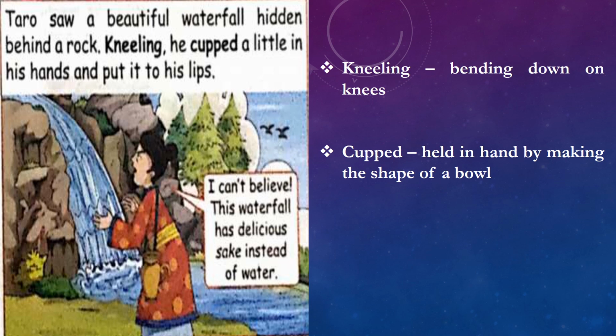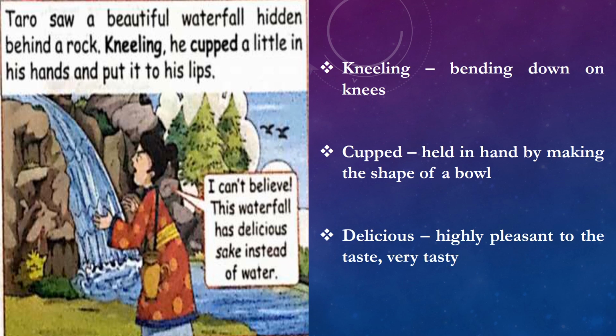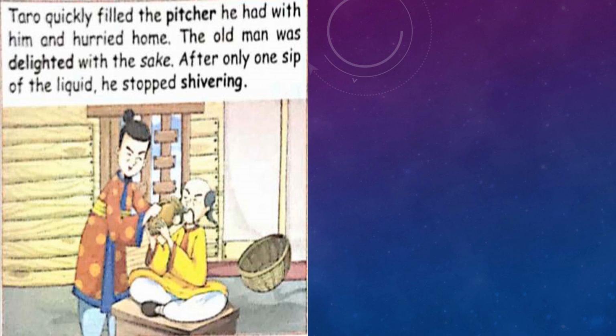So what is the meaning of delicious? Delicious, you can see that delicious is the thing which is very tasty. And which gives you great pleasure to eat, right? So that highly pleasant to eat taste, which is very tasty. So next what happened? Now you got it, that there was delicious sake instead of water flowing from the waterfall, and he drank it and he was extremely happy.